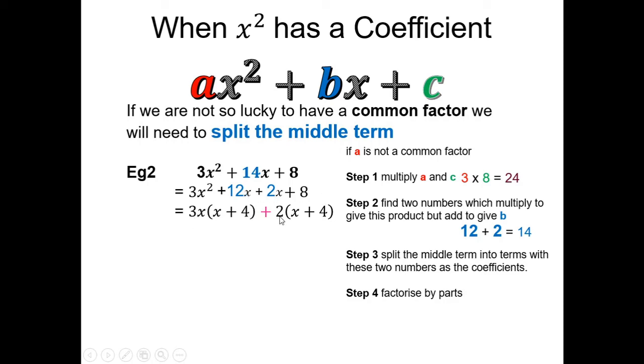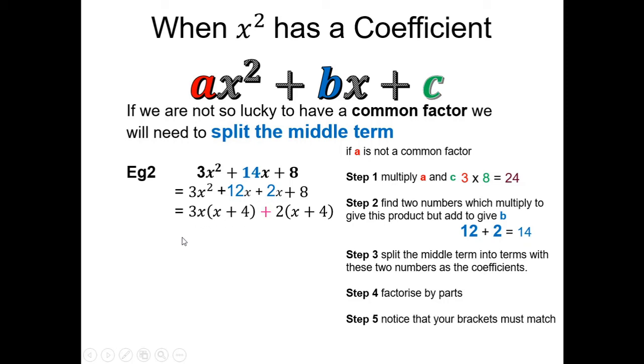Here, my common factor was 2. 2x divided by 2 leaves just the x inside the brackets. 2 times x makes 2x. And 8 divided by 2 leaves me just 4 inside the brackets. 2 times 4 makes the 8. So this would multiply out to be the quadratic I've got above with the split middle term.